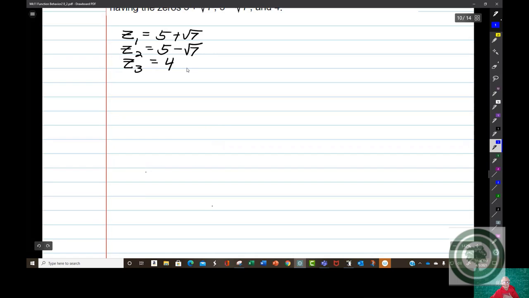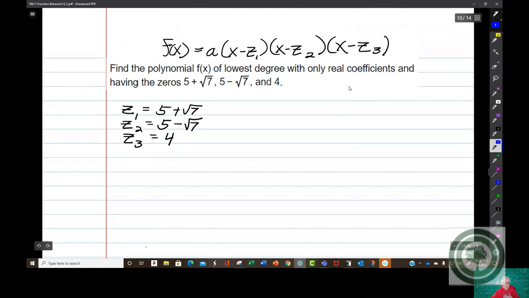Now we're back to this. I'm not going to say difficult because it's doable. But it's one of those problems where you have to be very, very careful.